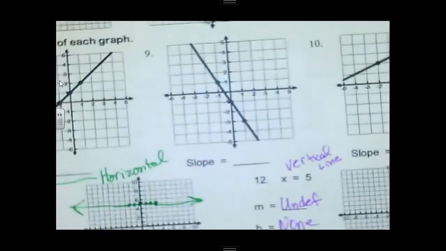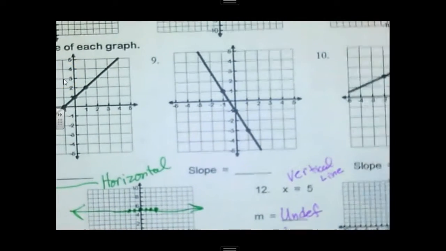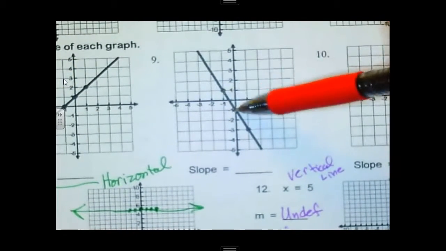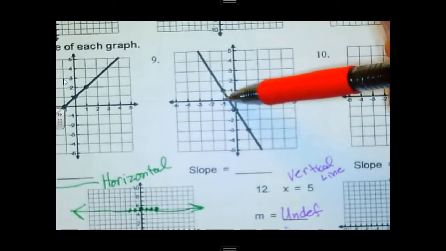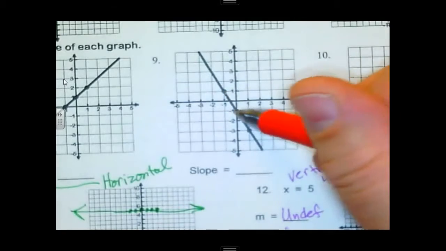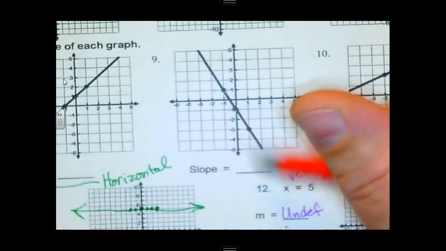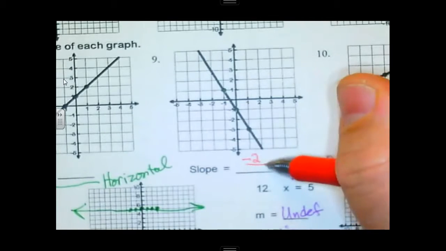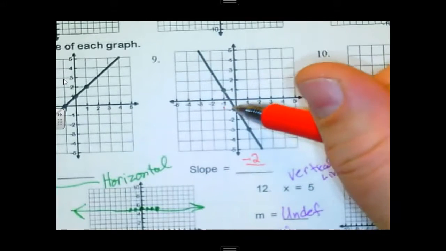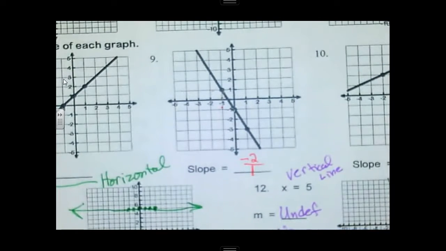And you guys know how to find the slope of a line. We did, I think, 2 worksheets on this. You pick 2 points, preferably where they cross the grid of your graph. And you just count, how do I get from one point to the other? Well, I'm going to go down 2 and to the right 1. So negative 2 over 1, or negative 2.